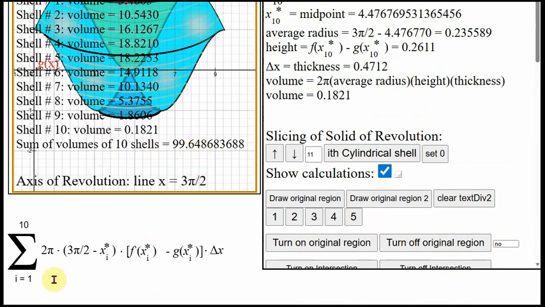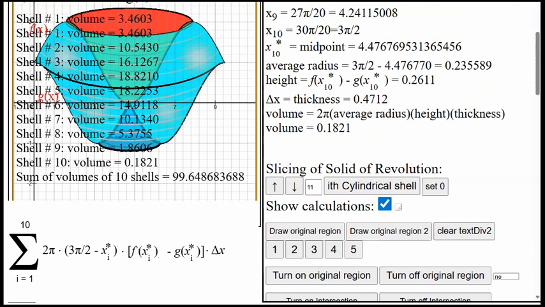And then summation notation is written like this. I will go from 1 to 10, and then here we have 2 pi, and then here we have the average radius, and then here we have the height of each shell, and then here we have the thickness of each shell. And therefore the volume for the solid of revolution that we want will be approximately 99.6486.